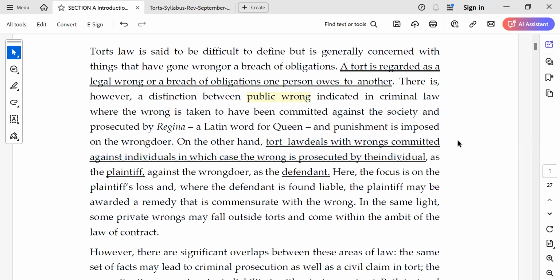If somebody asks you, for one question, 1 mark, what is the difference between tort law and criminal law? You can say the criminal law deals with public wrongs, where the wrongs have been committed against the society and prosecuted by the queen, and the punishment is also imposed on the wrongdoer. And on the other hand, tort law deals with wrongs committed against individuals, in which case the wrong is prosecuted by the individual only. So personally, we have to file the suit.